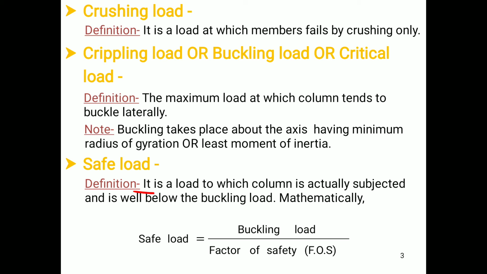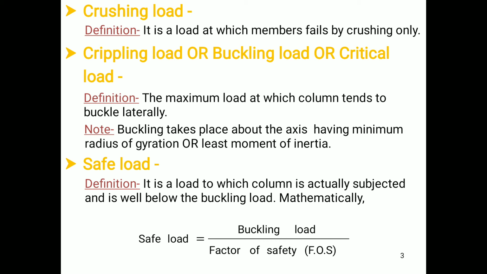It is a load to which the column is actually subjected and is well below the buckling load, then it is known as a safe load. So safe load is the load to which the column is actually subjected, and that load must be less than the buckling load, because at the buckling load the column tends to buckle laterally. So whatever load we apply must be below the buckling load to avoid the crippling or buckling of that particular column. Mathematically, safe load is equal to buckling load upon factor of safety.